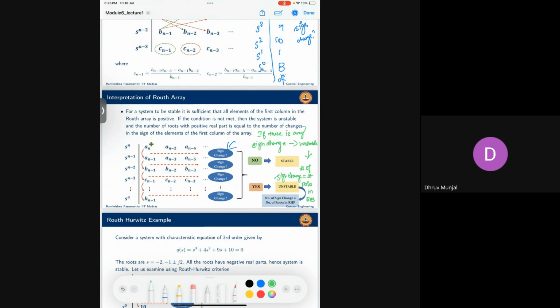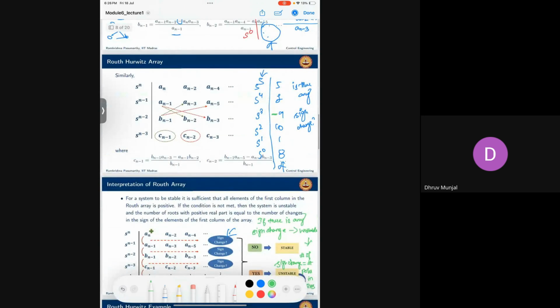So if you have a sign change, then the system is unstable. If someone asks how many poles are in the right half of the s plane, you can say it with the number of sign changes that happen. For example, if there is a minus here, then sorry, two sign changes happened here, positive to negative, negative to positive. Then there are two poles in the right half of the s plane.